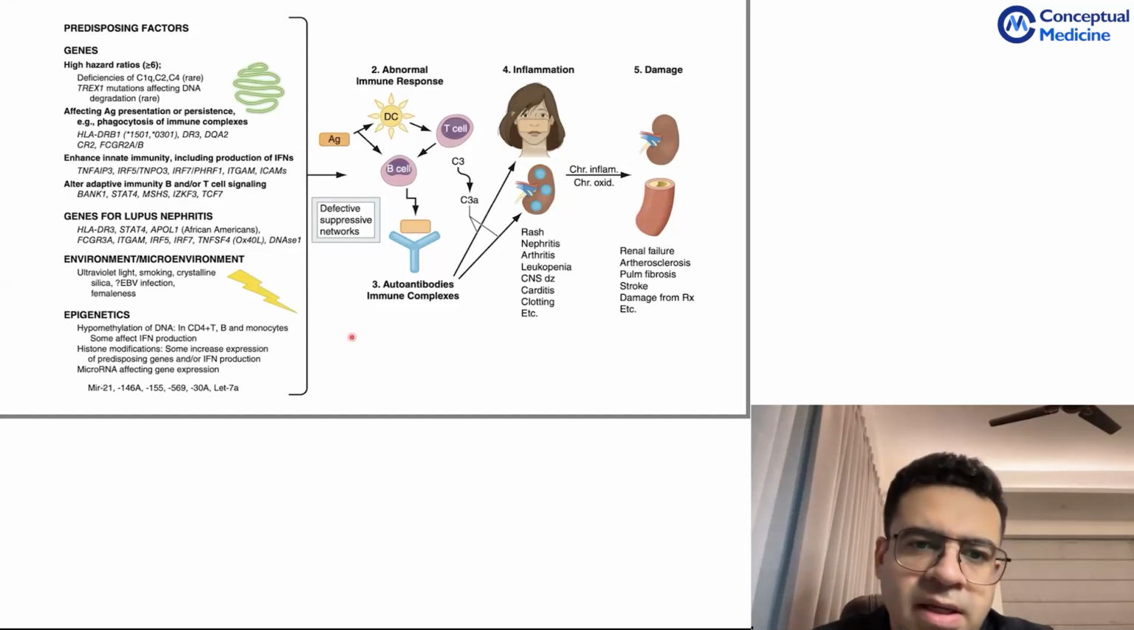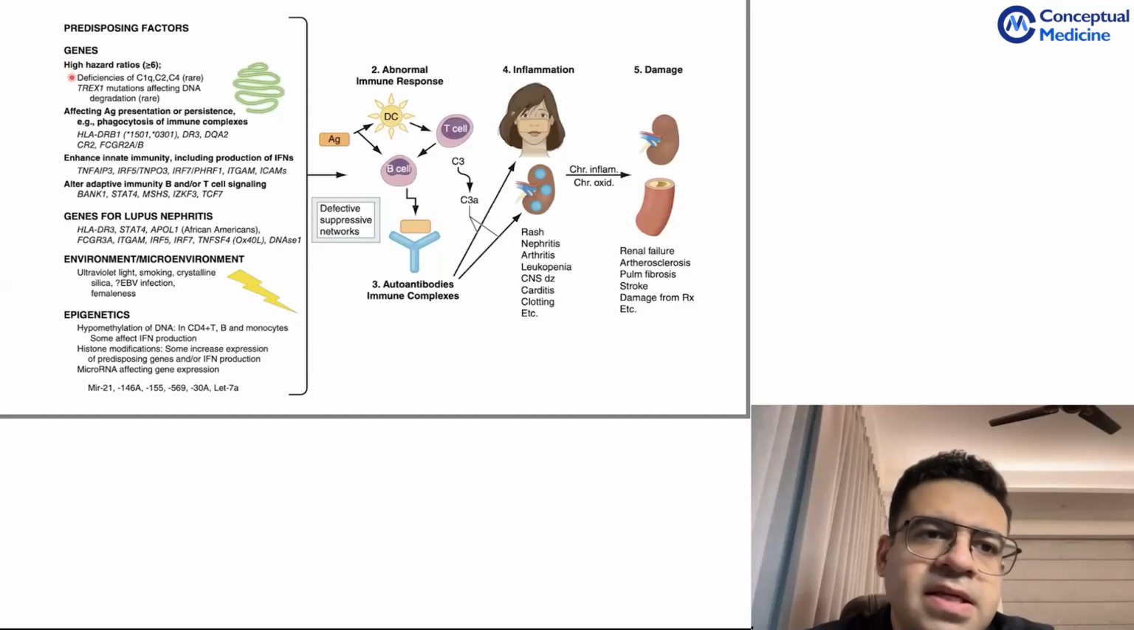Pathogenesis of SLE. It itself is a huge topic, but I will spend some time with one slide in a diagram which explains everything, how SLE starts. So we have predisposing factors in which a lot of genetic factors are there.